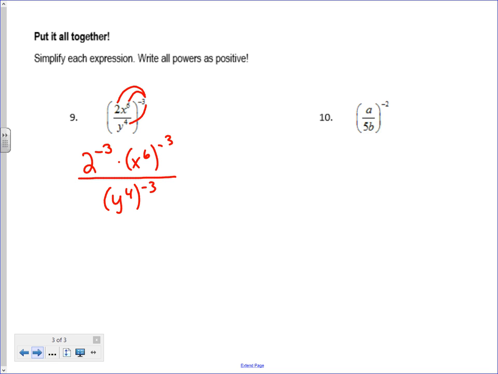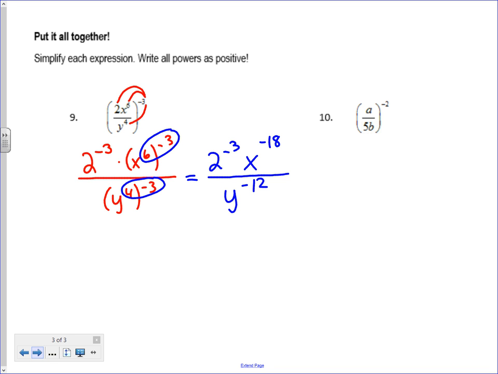Now I wrote that out the long way just so we could see what was happening here. Now I'm going to simplify. I'm going to leave the negatives how they are for now. So I'm still going to have 2 to the negative 3, but I'm going to do power to power here. So that gives me x to the negative 18th all over y to the negative 12th.